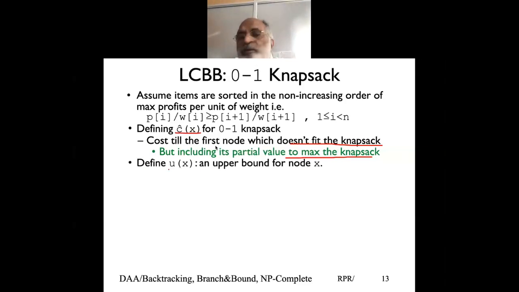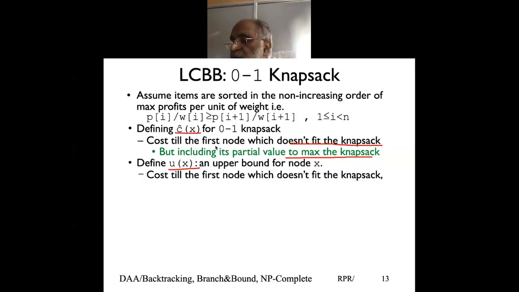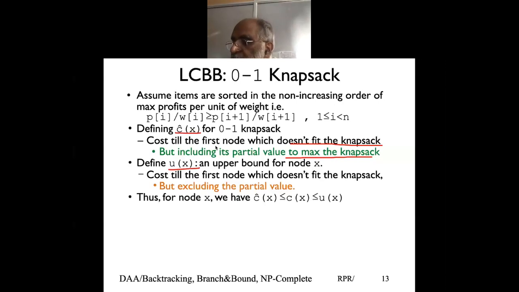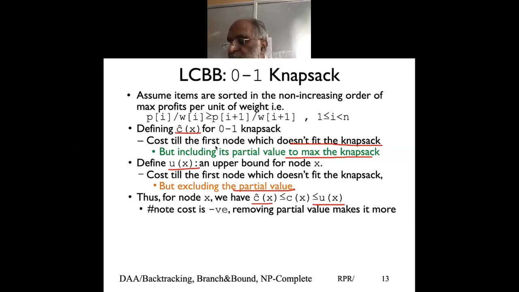But the upper bound, what are we achieving by using this node? Since we can't include the last item, the only difference between Cx and Ux is that we include all the items' values, excluding the last partial value. And thus Cx is less than Ux. This is the relationship we follow, and anytime you evaluate that, we are going to break it out.